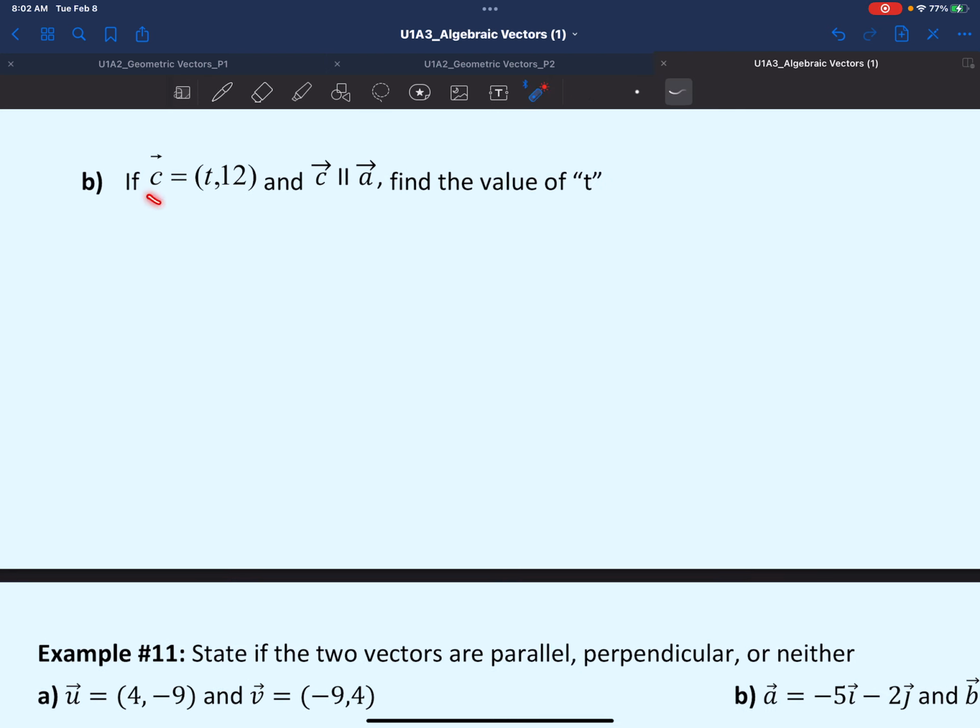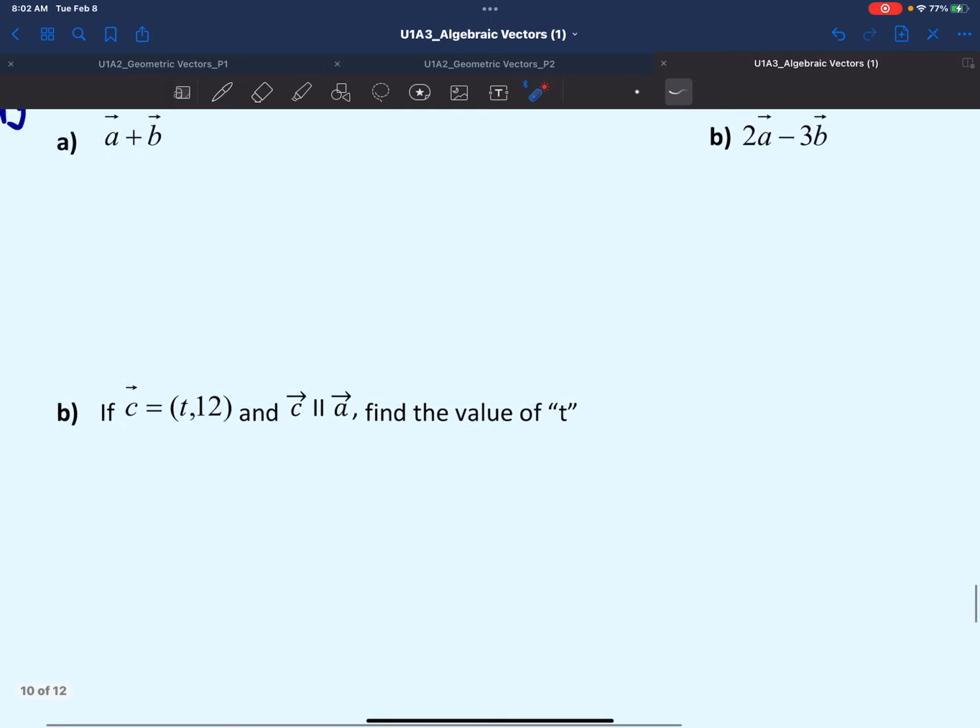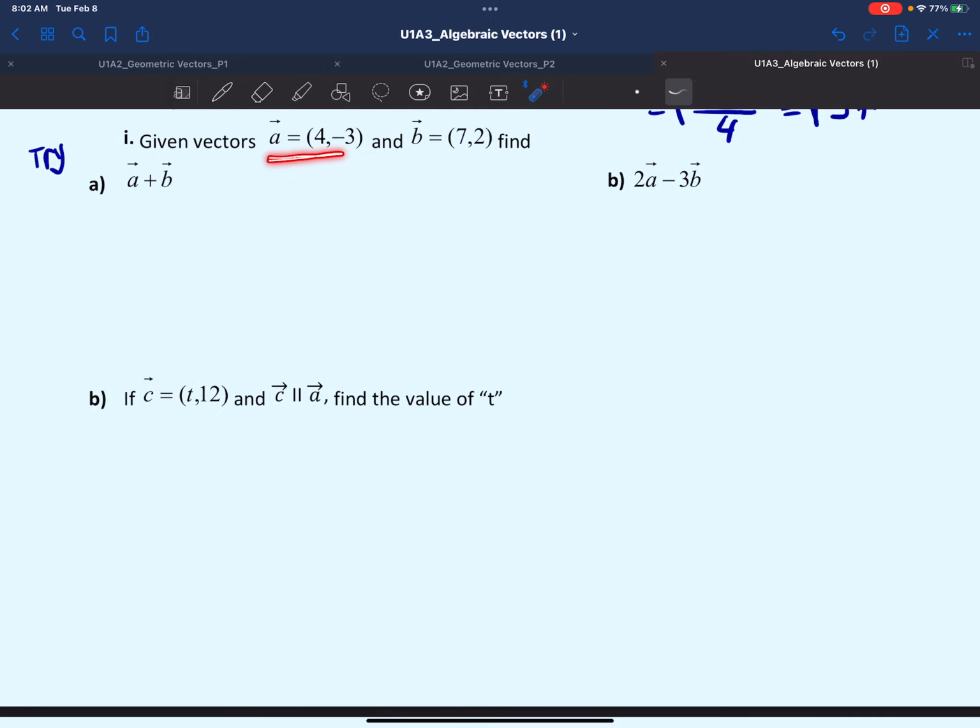So we're given some vector c with coordinates t and 12. We're missing one coordinate. We're told that vector c is parallel to vector a. And vector a is right here, 4 and negative 3. And we want to find the value of t. Now, if two vectors are parallel, it means that they can be expressed as scalar multiples of each other.